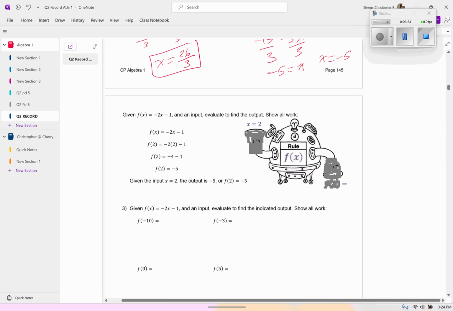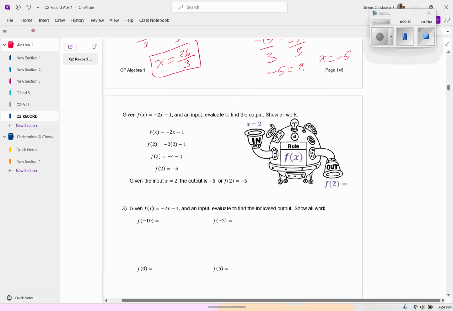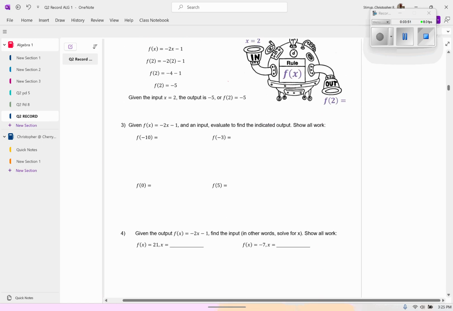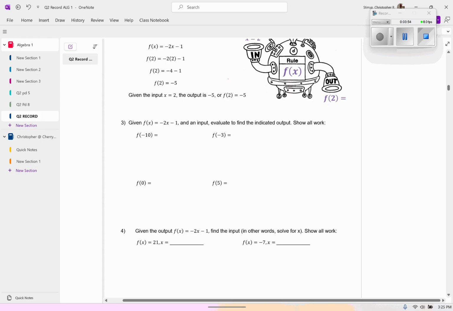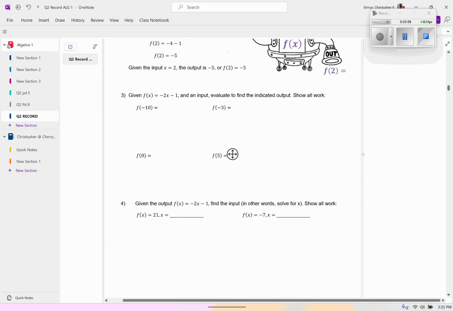So we have this particular function, the same function we've been looking at. Given an input, evaluate, find the output, show how you work. So f at 2, we're doing this. That gives us negative 4. Okay, this is all what we've been doing, correct? Okay, so we're going to do the same thing. We're going to replace the x with the number inside.